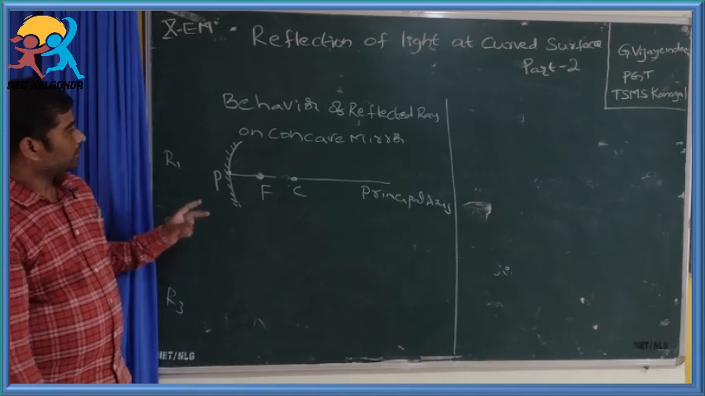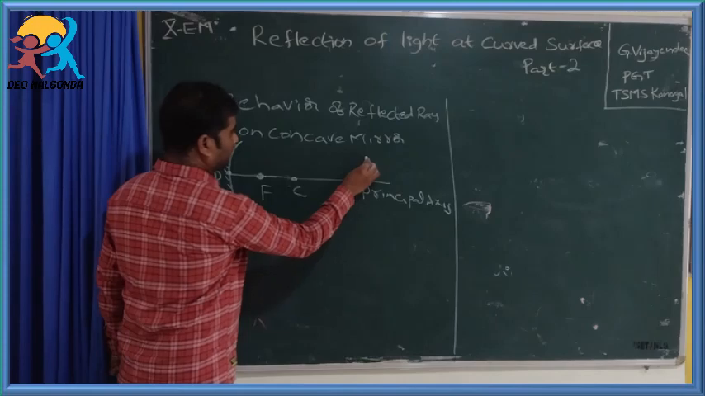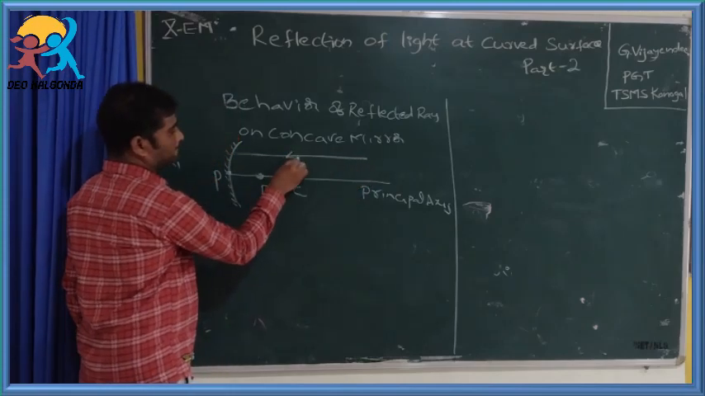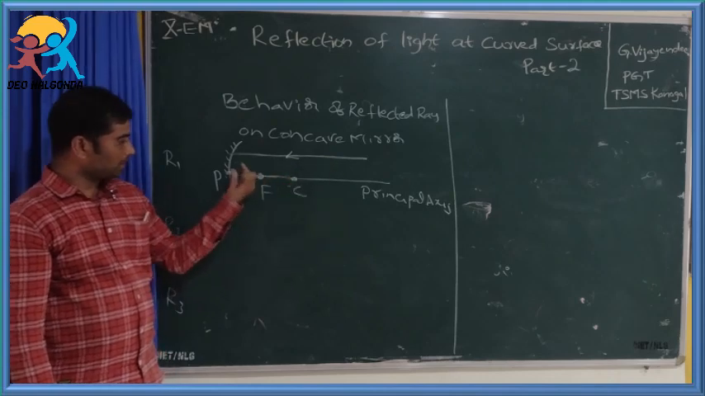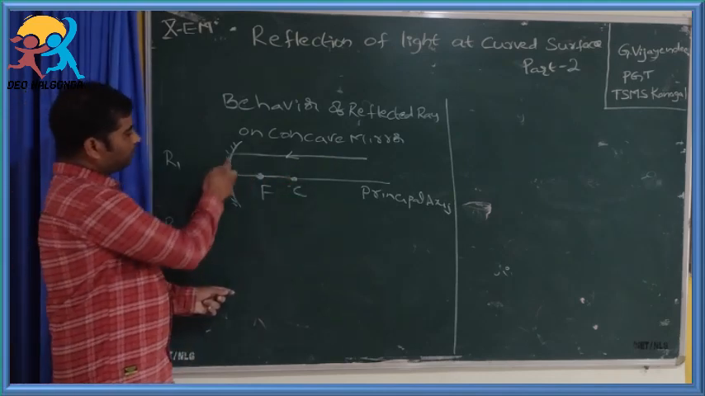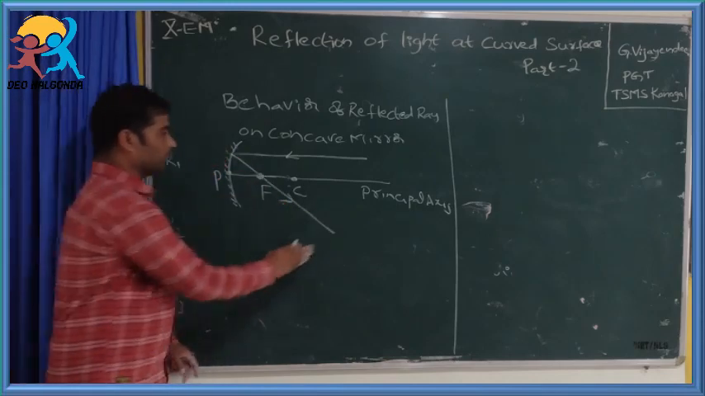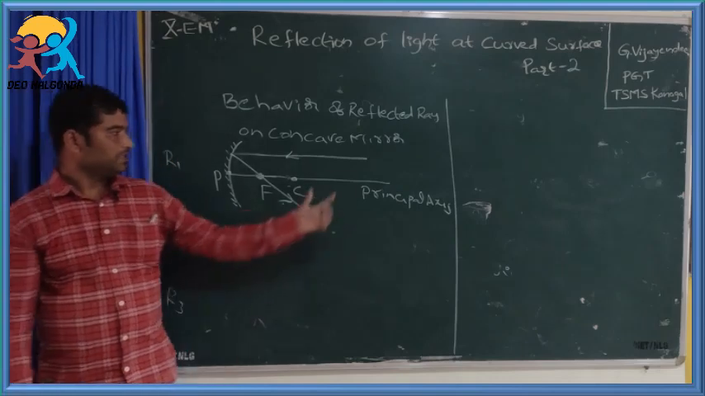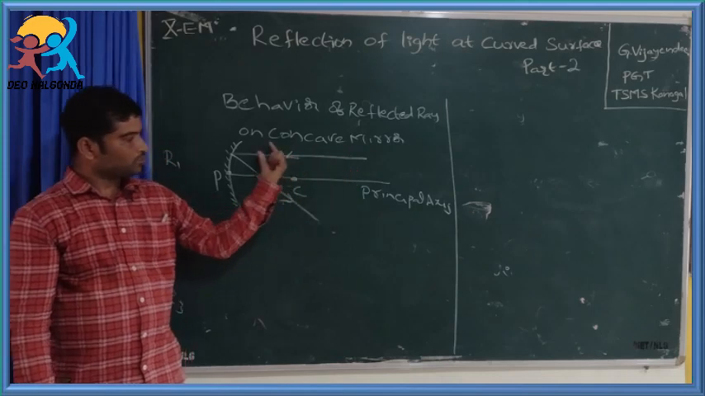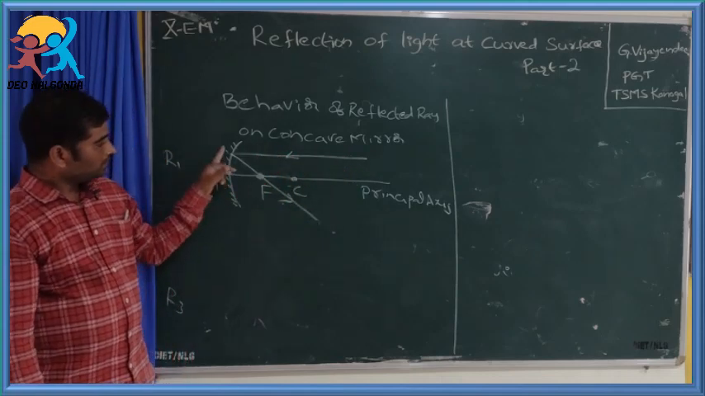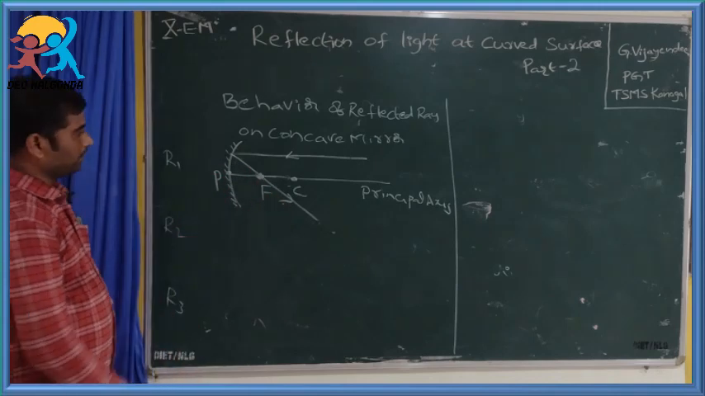Rule 1: this is the incident ray. The incident ray is passing parallel to the principal axis of the concave mirror. After reflection, it is passing through the focus. If the incident ray is parallel to the principal axis of the concave mirror, then the reflected ray passes through the focus. This is rule 1, R1.